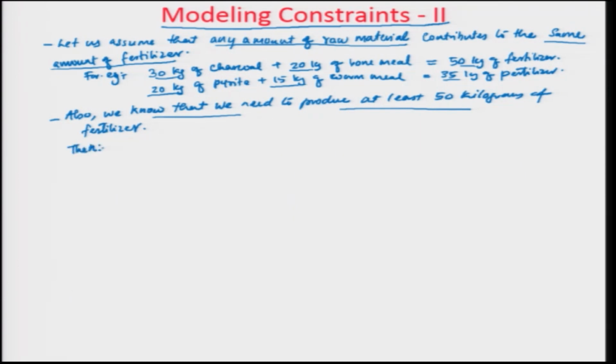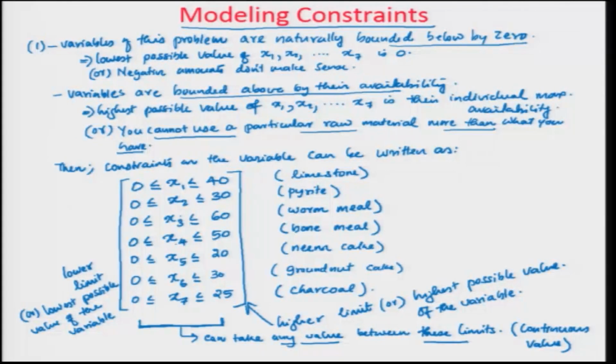Then if this is true, we can say x1 plus x2 plus x3 plus x4 plus x5 plus x6 plus x7, all of them together should be greater than or equal to 50. So what we are saying here is, in the previous cases x1, x2, x3, x4, x5 up to x7 were the quantities of the raw materials.